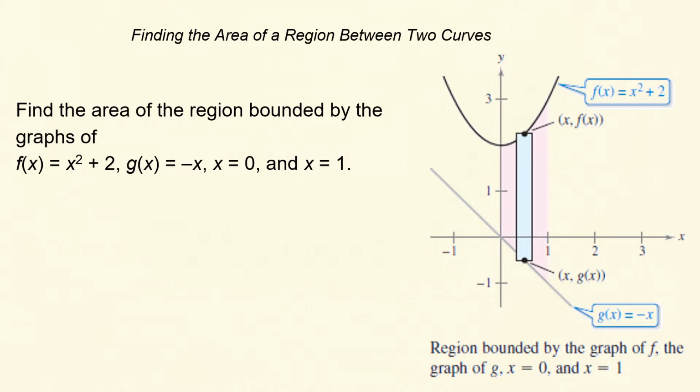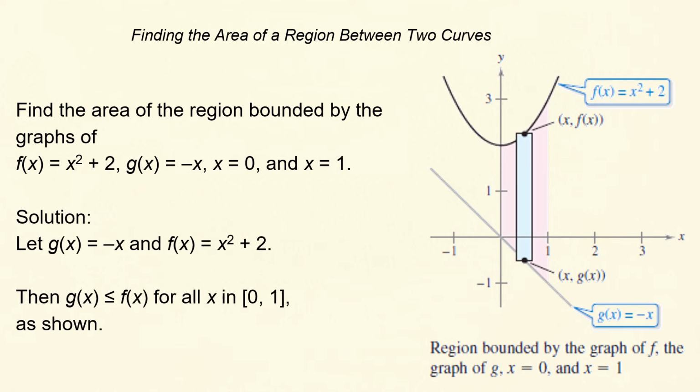So let us find the area of the region bounded by the graphs of f of x equals x squared plus 2, g of x equals negative x, where x is equal to 0 and x is equal to 1. For the solution, let g of x equals negative x and f of x equals x squared plus 2. Then g of x is less than or equal to f of x for all x in [0, 1], as shown in the figure.